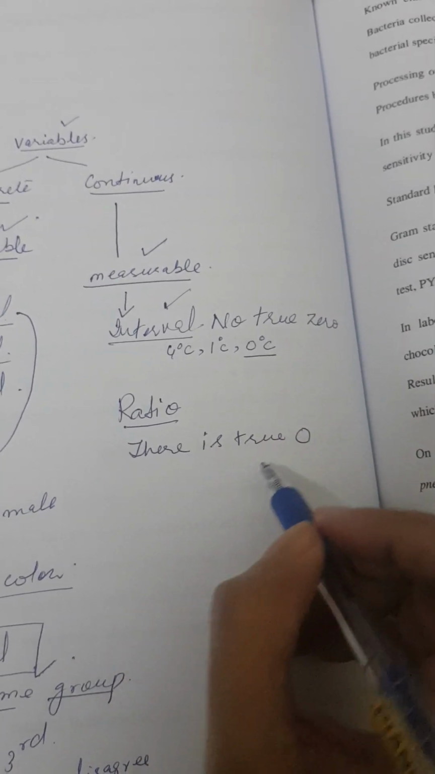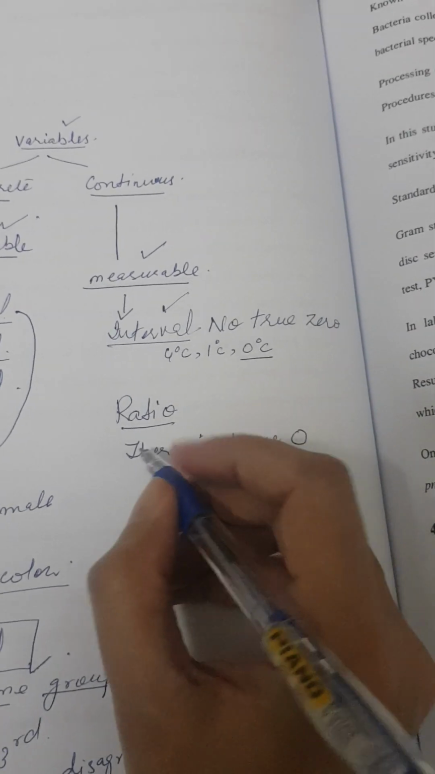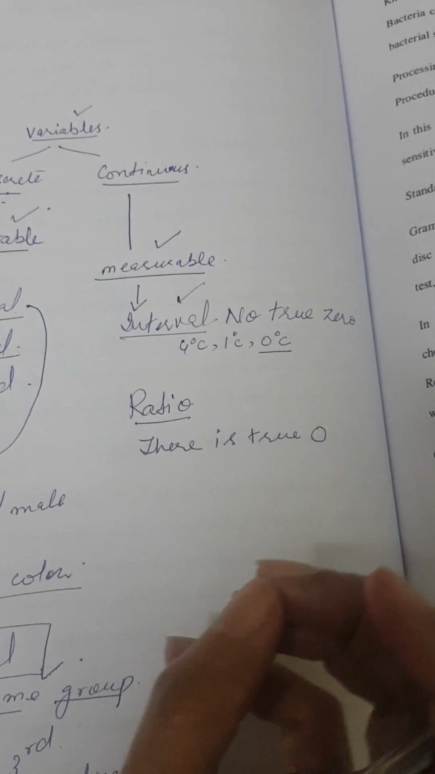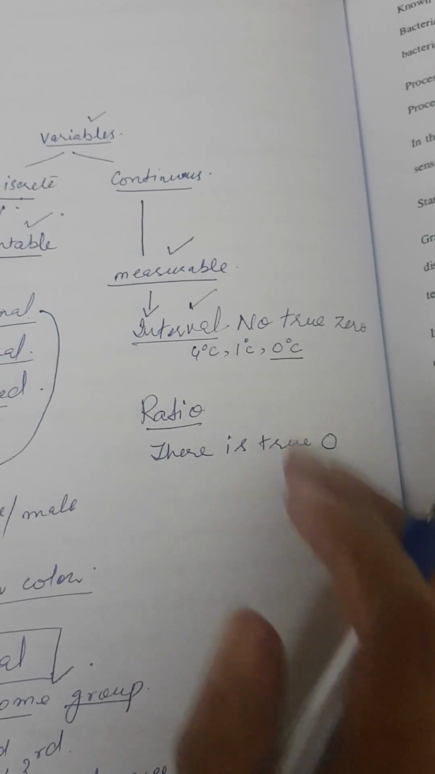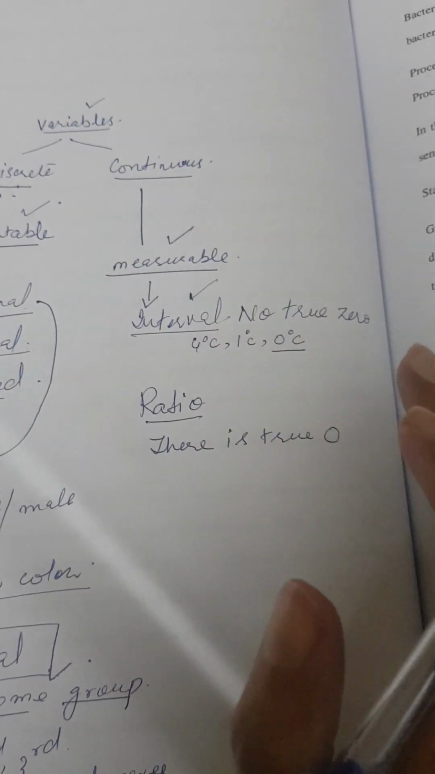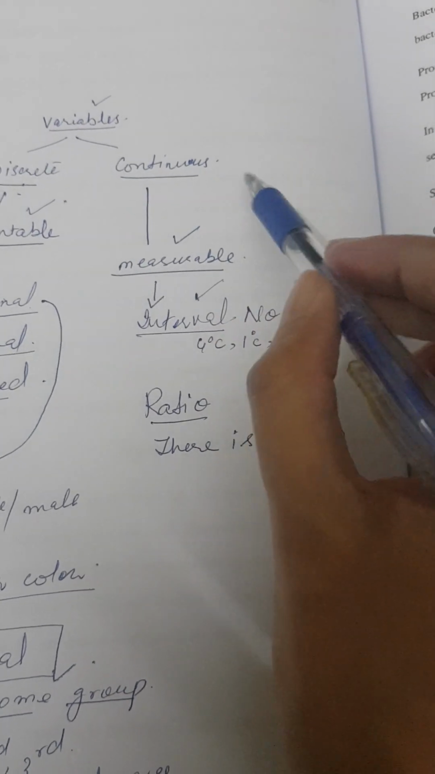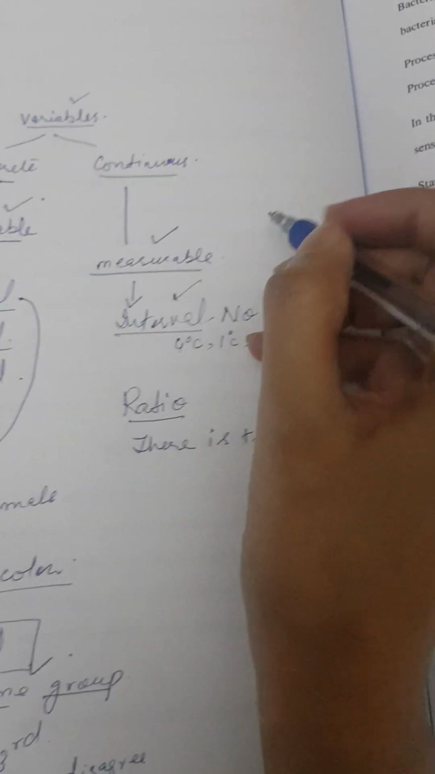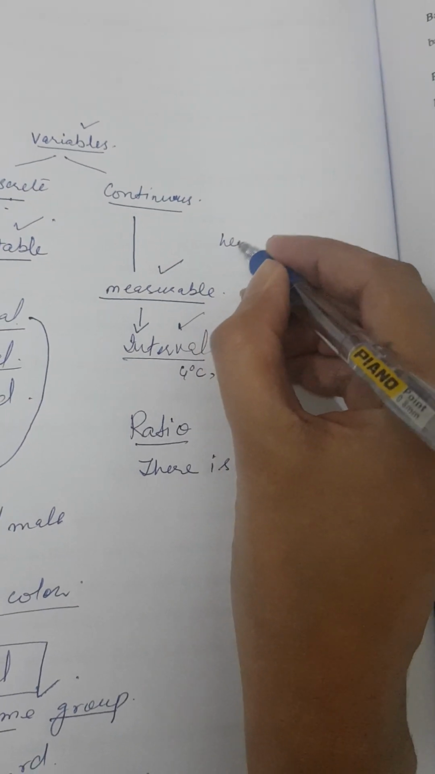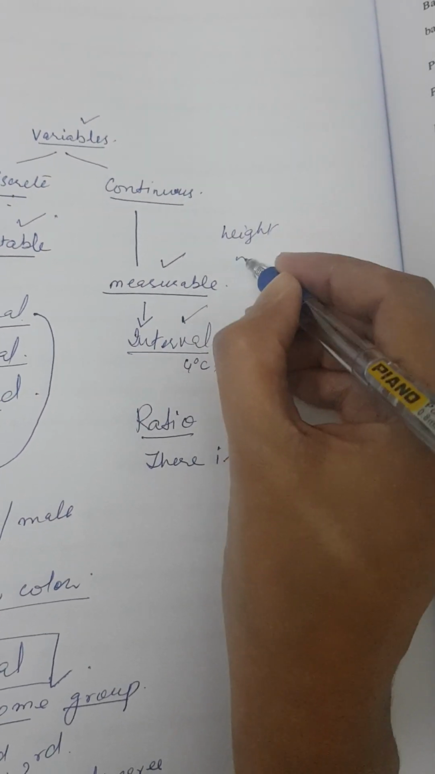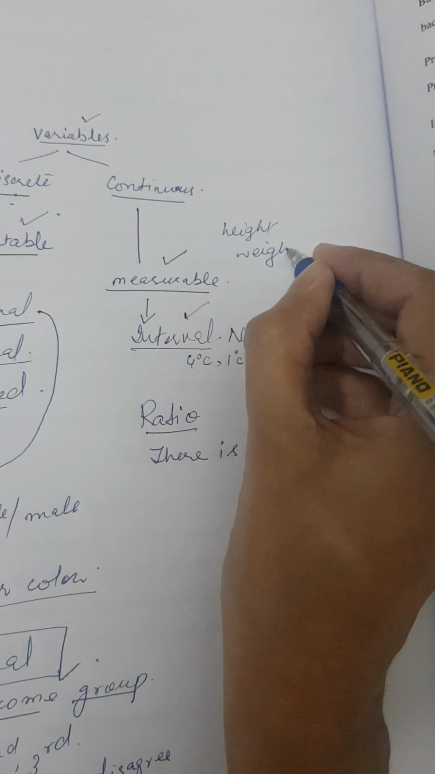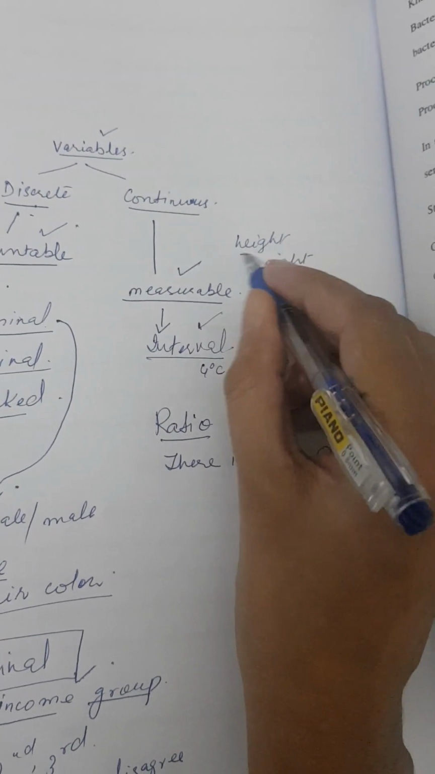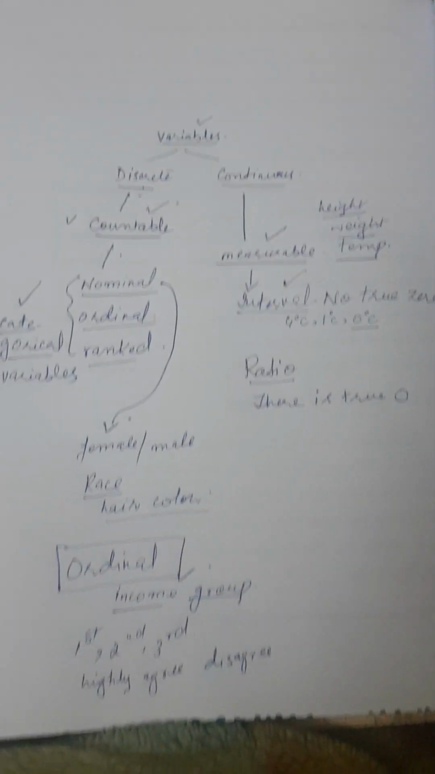But in ratio, there is a true zero. We can say that there is no person in this group. There, zero means zero. So in ratio, there is a true zero, but in interval, there is no true zero. And these are the continuous variables. The most common examples are height, weight, and obviously temperature. All these are examples of continuous variables.